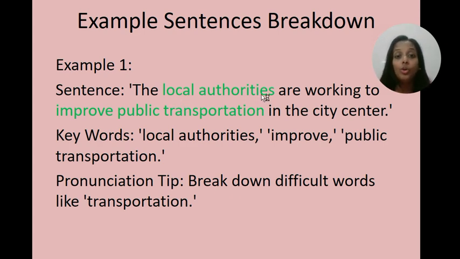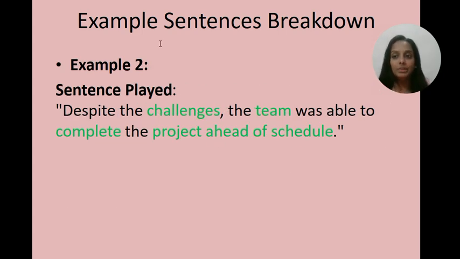The key words are local authorities, improve public transportation, and city center. And repeat: when the sentence ends, immediately repeat it. The local authorities are working to improve public transportation in the city center. And make sure your pronunciation is correct for words like authorities and transportation. Wherever the pronunciation matters, focus there. When it comes to fluency, don't hesitate after each word. Try to sound confident and natural, just like the speaker. Okay? Let's see another example.